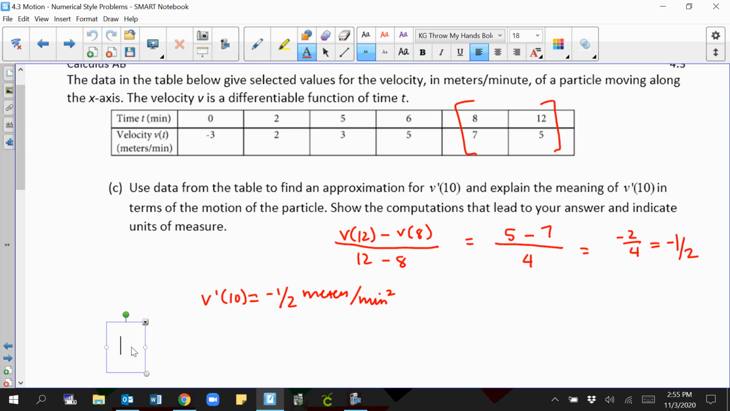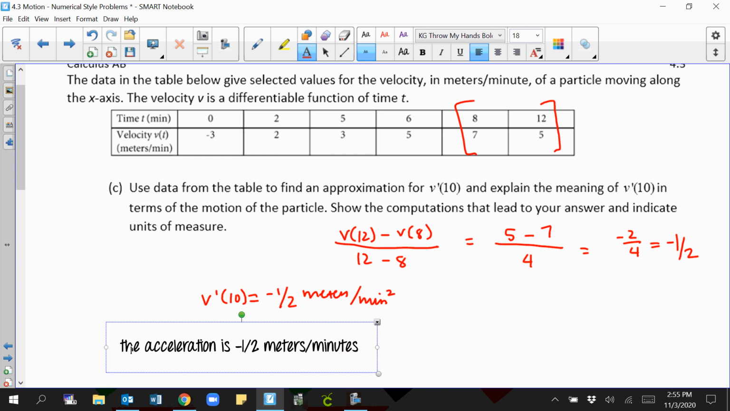What this means is that, well, if we're talking about position, velocity, acceleration, the derivative of velocity is acceleration. So in terms of the motion of our particle, this means that the acceleration is -1/2 meters per minute squared. Let's just do meters per square minute. So what this means is our acceleration is negative.